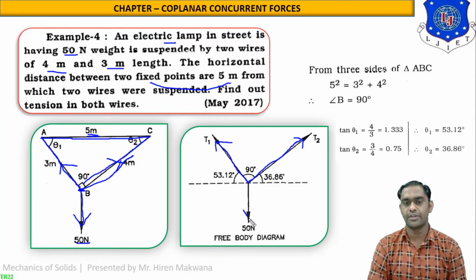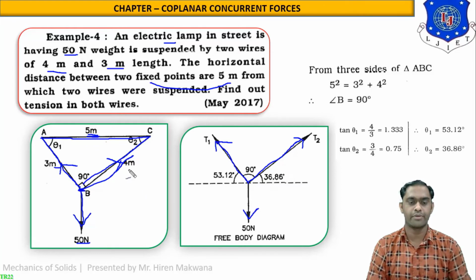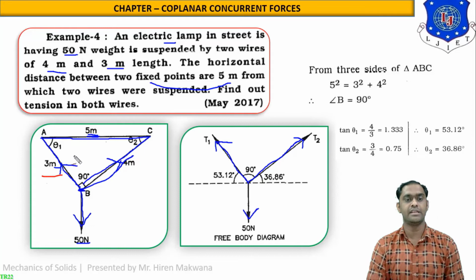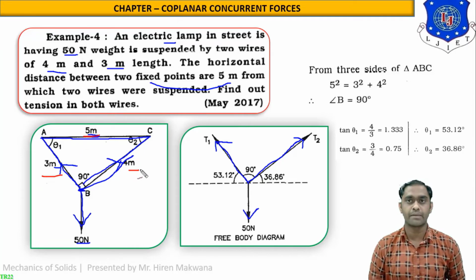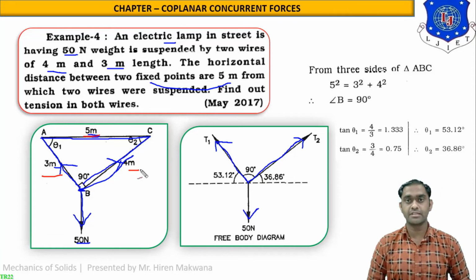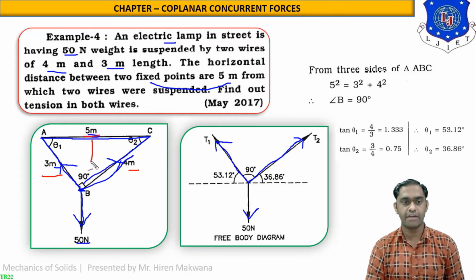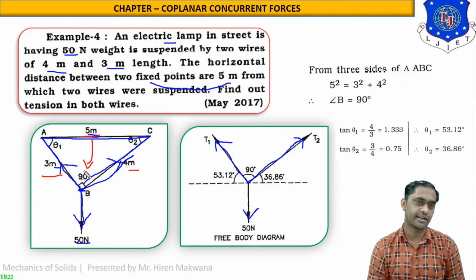This is the weight 50 Newton. Now how are these angles coming? Here the sides are 3, 5 and 4 meter. You can see the sides are 3, 5 and 4, meaning they form a Pythagoras triplet. 3 square plus 4 square is equal to 5 square. It means 5 is the hypotenuse. So opposite of the 5, this angle will be 90 degree. So this is a right angle triangle.